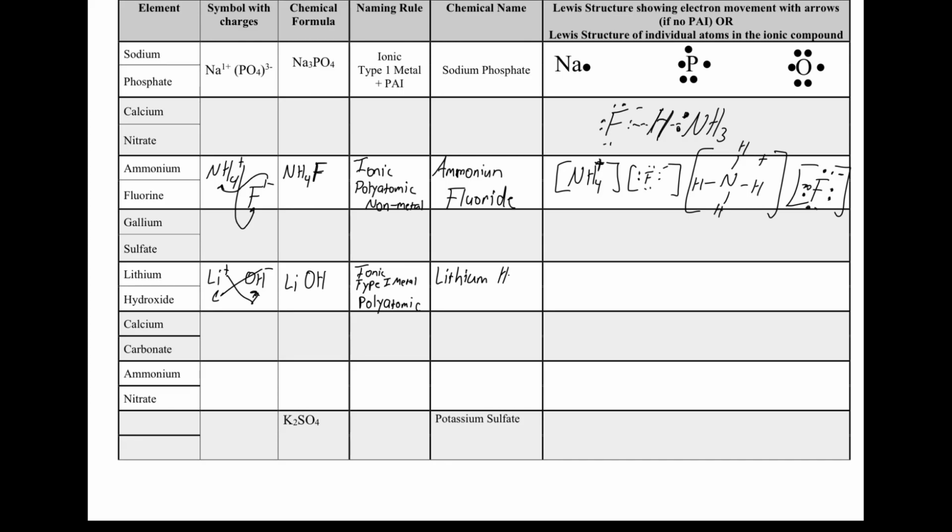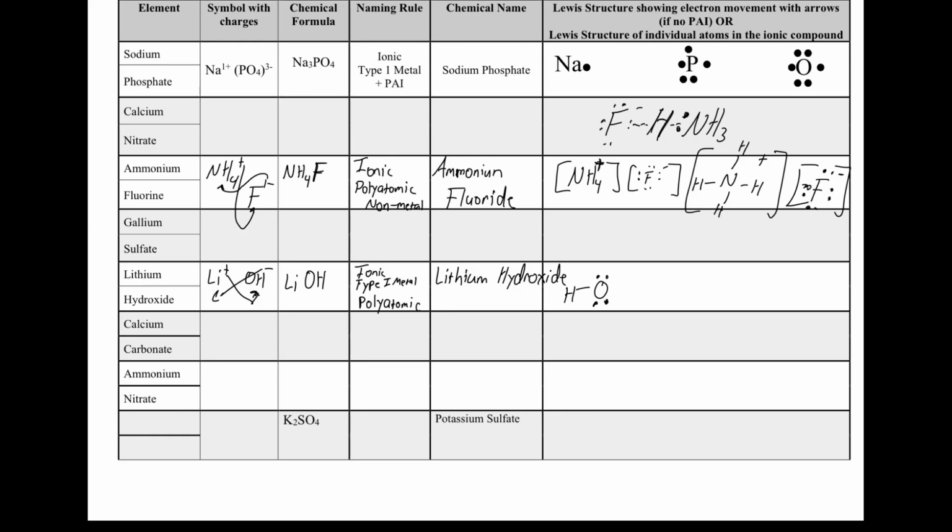And then hydroxide. There's only one of each. I don't do prefixes, so it's not lithium monohydroxide. It's just lithium hydroxide. And I can do a similar thing here for my Lewis structure. I will have an O bonded to a hydrogen, and that's it. That's my OH model.